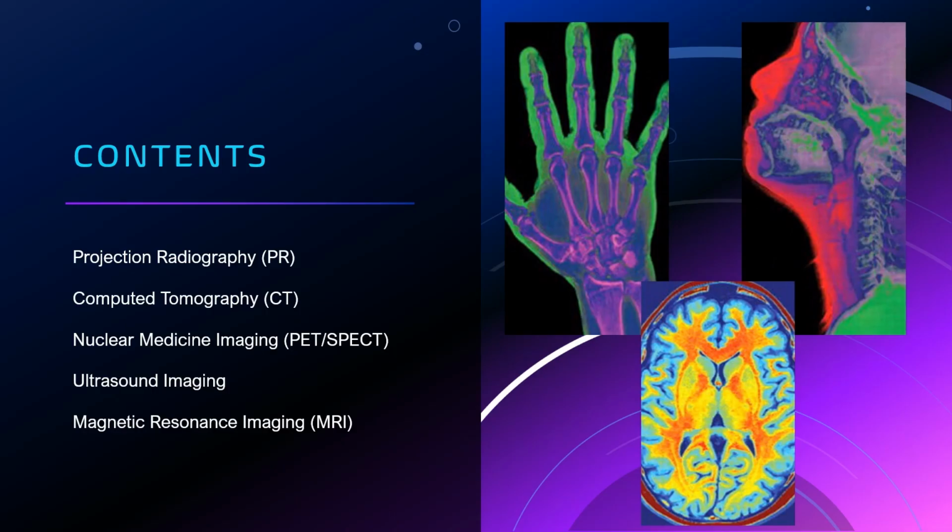So following are the contents which I will be talking about. First I will talk about projection radiography. Then I will cover computed tomography, popularly known as CT. Then I will talk about nuclear medicine imaging, then ultrasound imaging, and finally I will cover magnetic resonance imaging, popularly known as MRI.